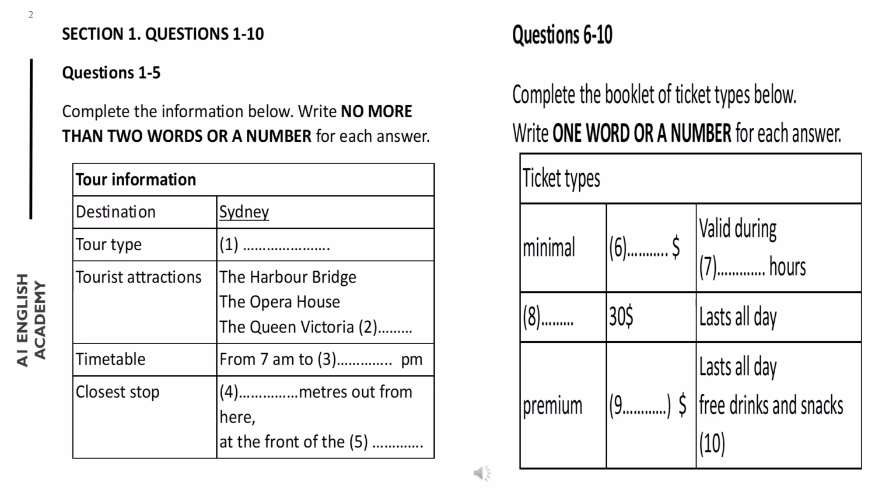Section 1. You will hear a man booking a tourist tour. First, you have some time to look at questions 1 to 5.